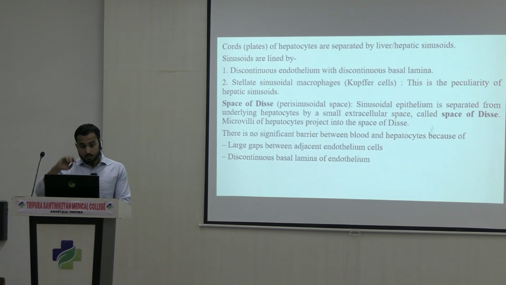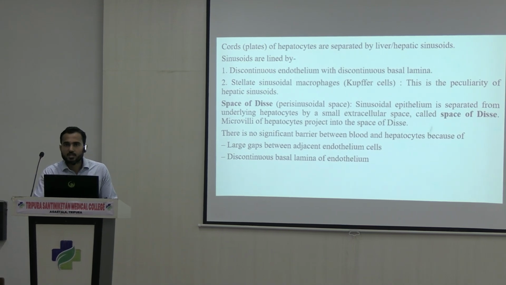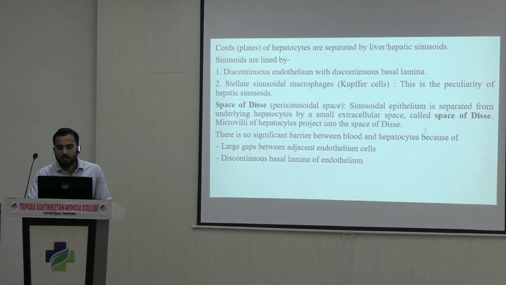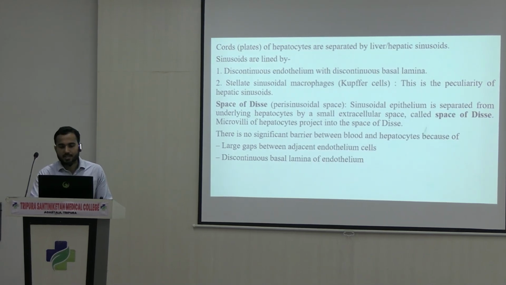Okay, now there is an important space. Okay, another important space, that is called the space of Disse. Okay, now what is the space of Disse? So in the liver, as I have mentioned, the cells which are there, especially the hepatocytes, are present around the hepatic sinusoids.